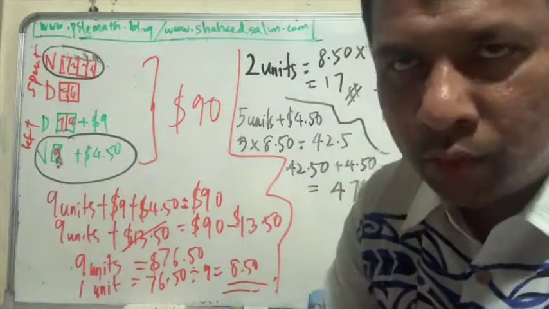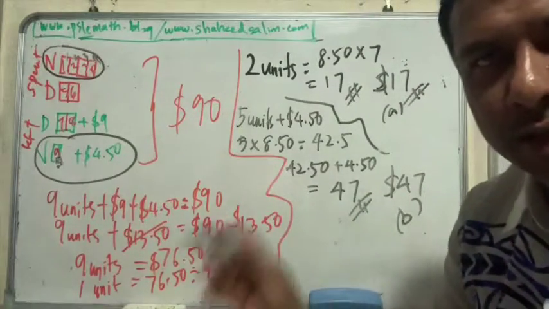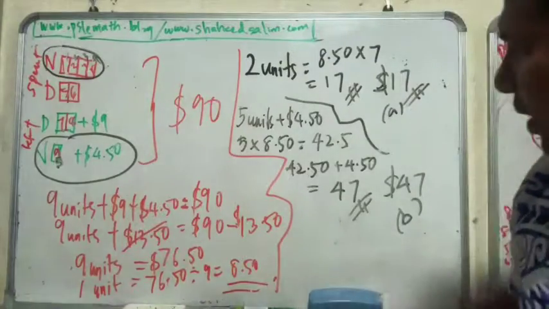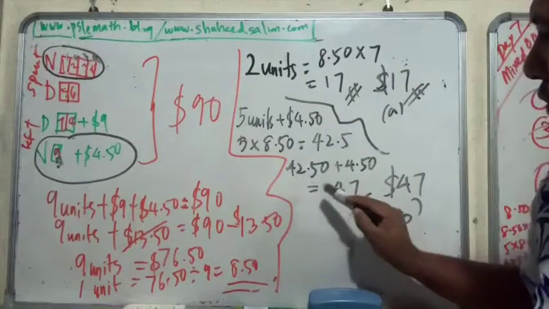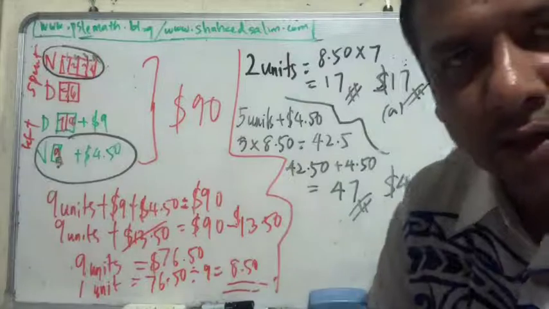If you don't understand what's happening, watch the video again. Can you see? Yeah, I hope you can. All right, you can see. Again, 5 units times 8.50 is 42.50. 42.50 plus 4.50 is $47, and that's the answer to the question.